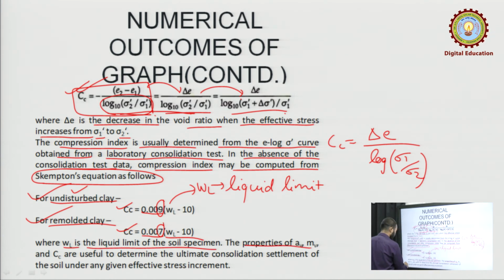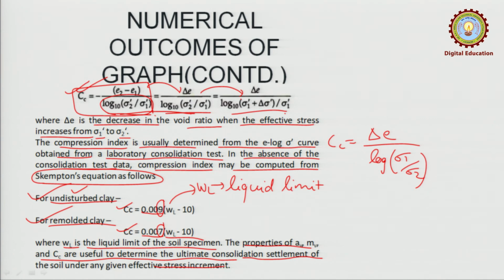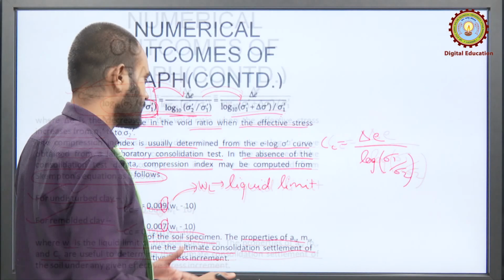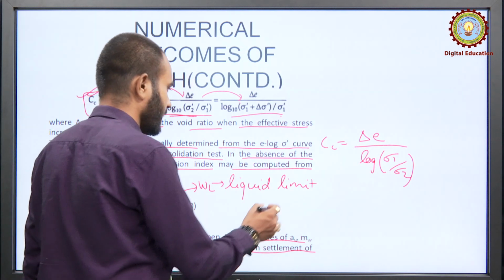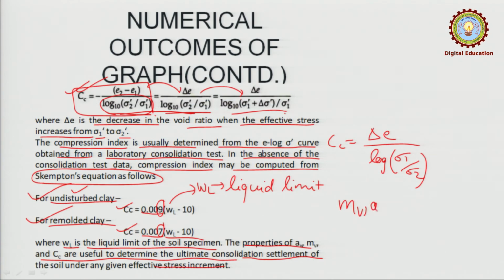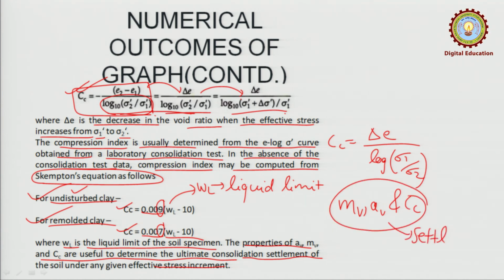The properties av, mv and Cc are useful to determine the ultimate consolidation settlement of the soil under any effective stress increment. We will go into the settlement formulas in the next classes. For the time being, you have to understand that mv, av and Cc will be used to find out the settlement. So, these are the formulas when Cc is not given to us or any of the parameters are missing. In that case, we can write this 0.009 or 0.007.